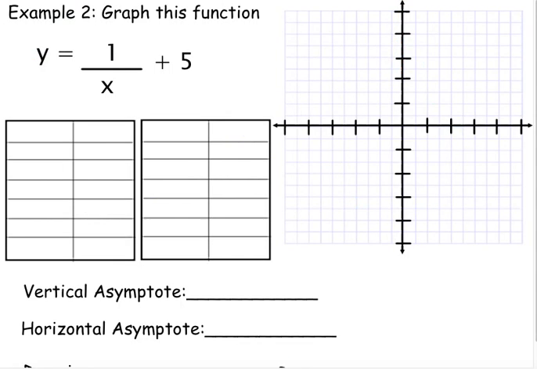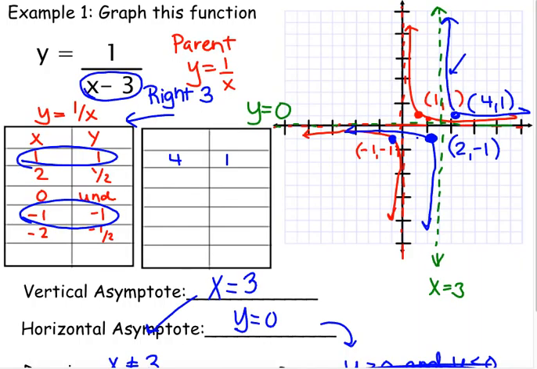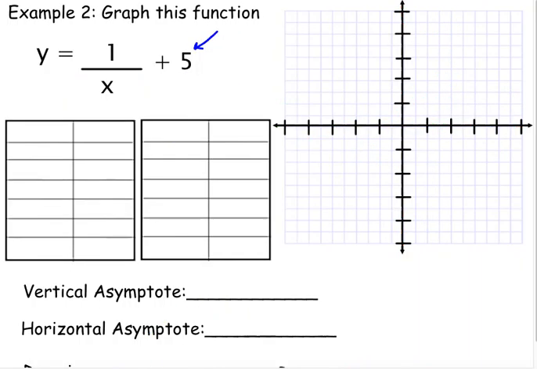All right, here's a second example. Notice the difference where my translation is. This is outside the function. If I go back to this one, this is inside the function. So this is outside. Since it's outside, it's going to push up our original parent 5 units.